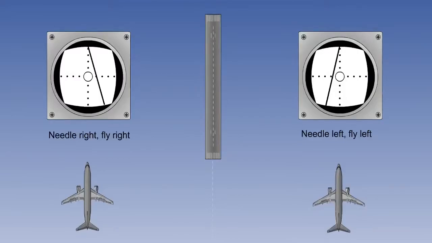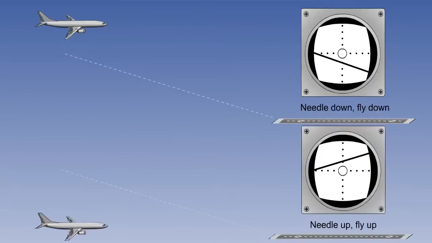If the localizer needle is to the left side of centre, the runway is to your left, so you must fly left to it. If the needle is to the right, fly right. If the glide slope needle is below the centre line, the glide slope is below you. Fly down. If the needle is above the centre line, the glide slope is above you. Fly up.